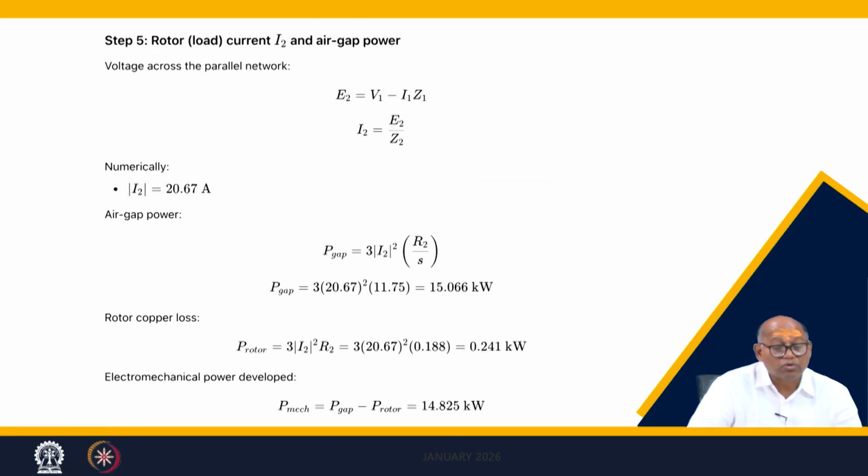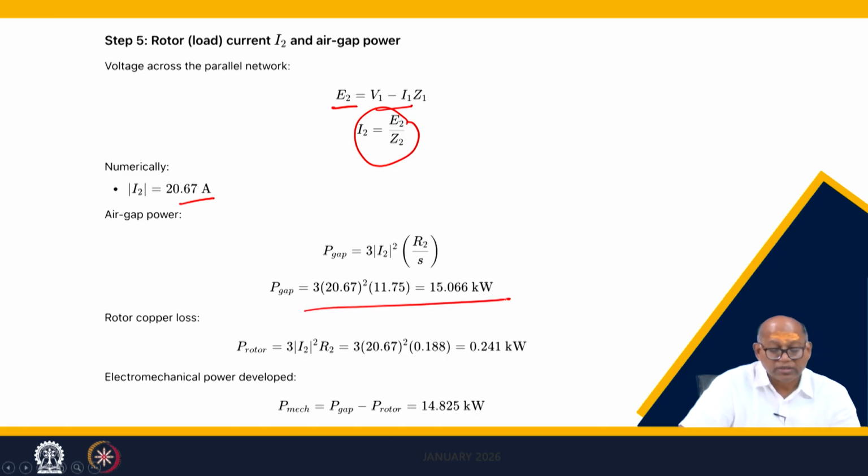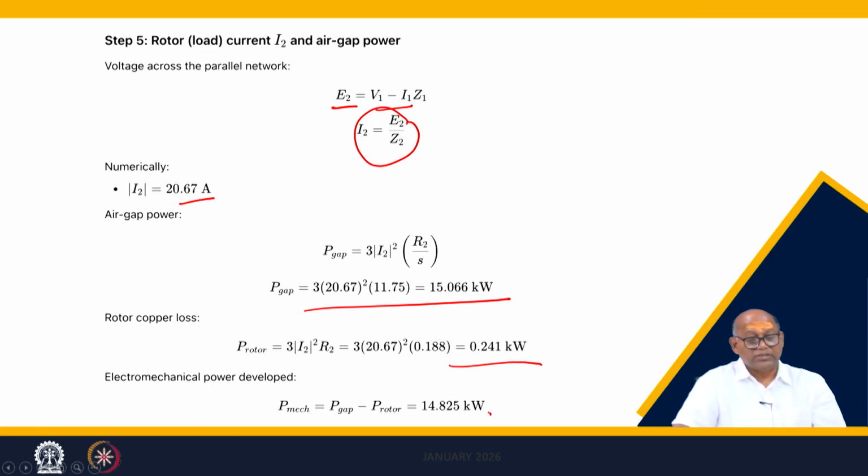So now what? The rotor load current. How to find the rotor load current? You find E2. Once you find E2, you can compute E2 by Z2, which is the rotor load current. Then the air gap power, 3 I2 squared R2 by s, is also computed. The rotor copper loss, 3 I2 squared R2, is computed. Then the electromechanical power developed, P mechanical, is P air gap minus P rotor copper loss. It is not a big deal.